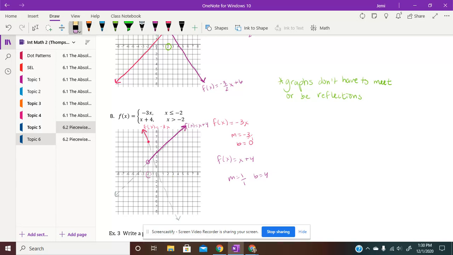Now you may see something on here that you haven't seen in a while. I have an open circle. So why is this open circle here? The open circle is here because it's not included in x is greater than -2. It doesn't include that, right? It's not or equals to. So it starts at that point and moves forward, moves in the positive direction, but it does not include that point.